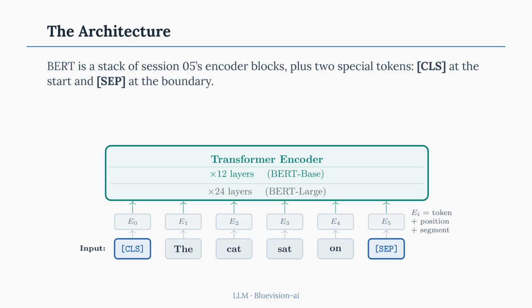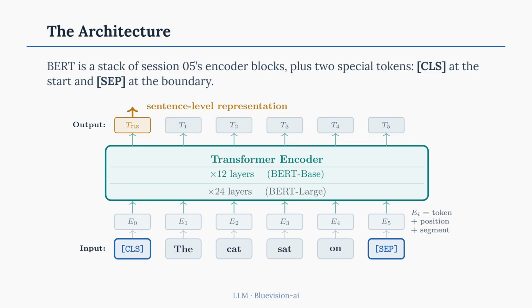Every layer is bidirectional. There is no causal mask anywhere in this diagram, and that's the whole difference we've been building towards. At the top, every token has an output representation. The CLS token's output, highlighted in gold, is the sentence-level representation, 1 vector standing for the whole input. The other token outputs are what you use for token-level tasks like named entity recognition. 1 encoder, read 2 different ways.